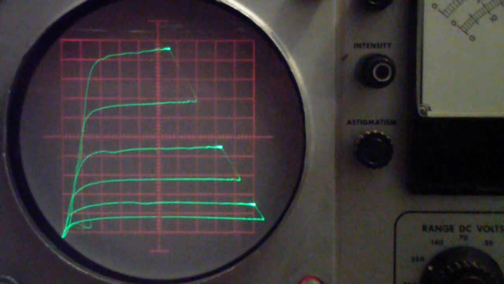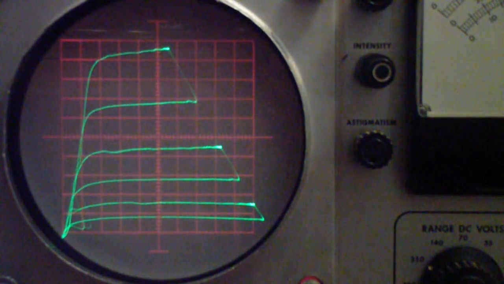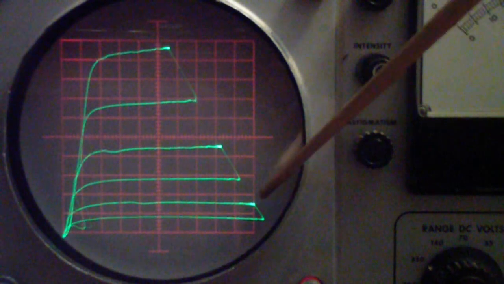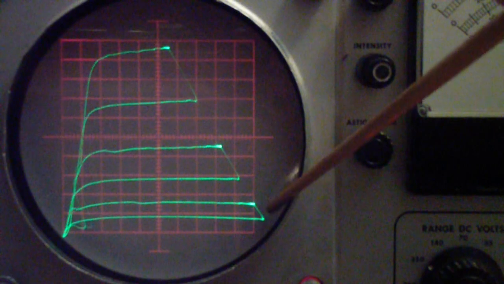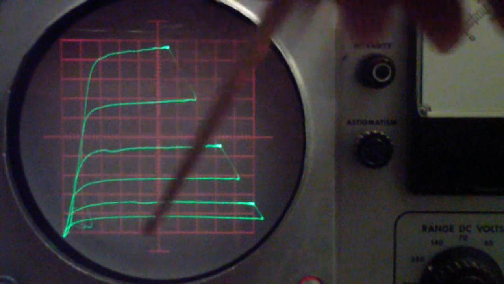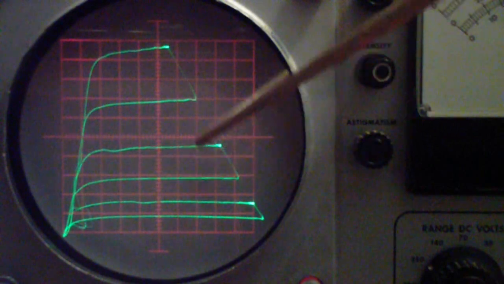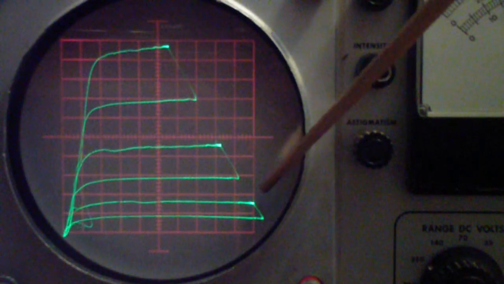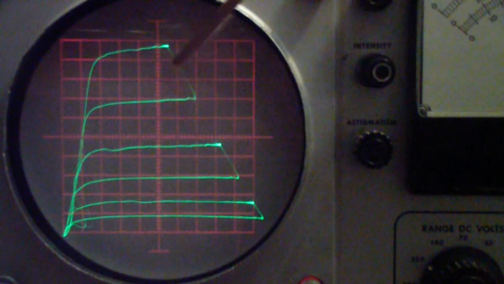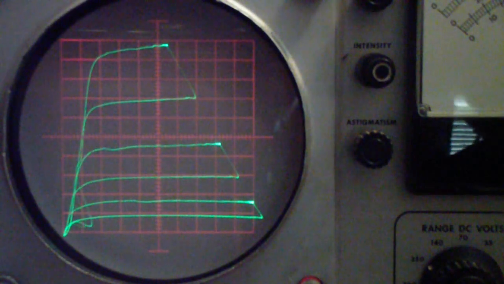Before I leave the 6U8 and the 6GH8 curves, I wanted to mention one more thing. Some of you may be wondering, why do these curves stop at a different voltage? Remember, the horizontal axis is the plate voltage, and the vertical is the plate current. And these steps represent grid voltage. Well, why, for example, does this curve stop there instead of going out as far as this one, and so on? Well, that is because of the series resistor that is placed in the circuit.